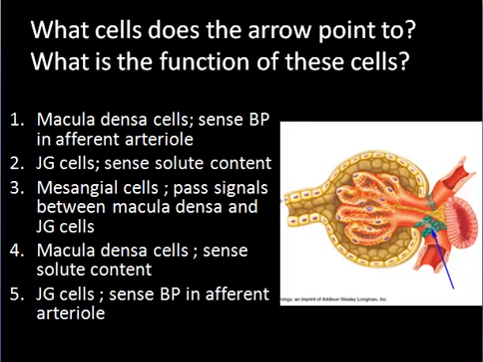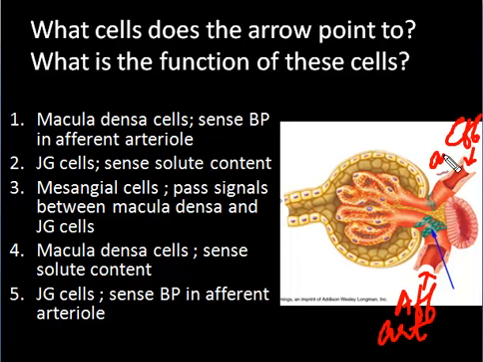Let's go to the first question, which asks: what cells does the arrow point to and what is the function of these cells? So let's look at what the arrow is pointing to, and you can see that this is a blood vessel. As you can see, here the diameter is narrower, here the diameter is wider. So this is the afferent arteriole, and here this is the efferent arteriole.